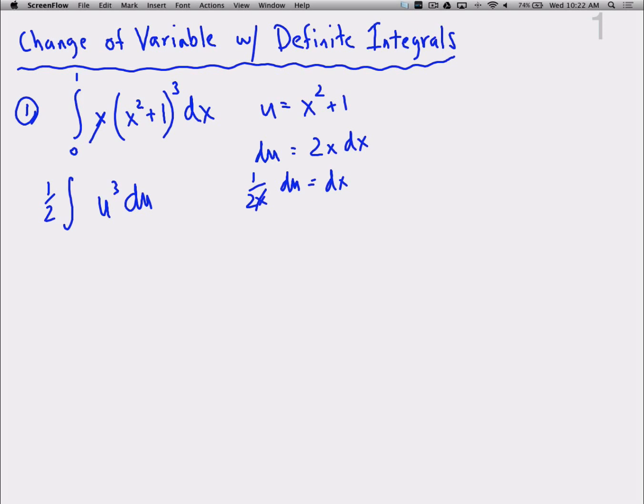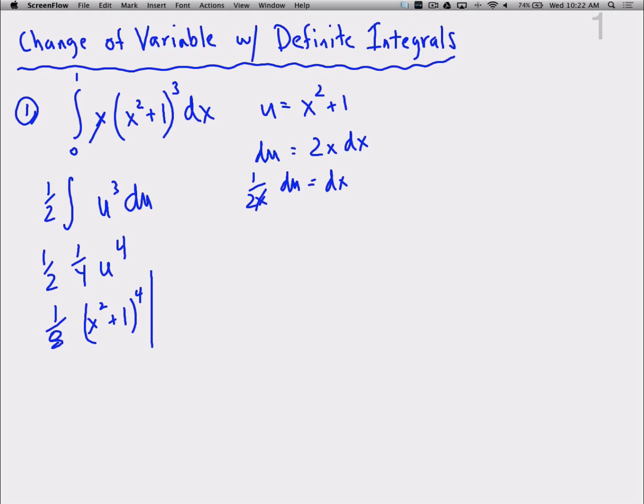Okay, so I pretend there's no limits of integration right there for now, and I solve this. So 1/2 times 1/4 u to the 4th. Good? Right. Notice no plus c. Why? Definite integral, correct. Now I clean it up, meaning multiply the numbers together and do my u substitution. So 1/8 (x squared plus 1) to the 4th.